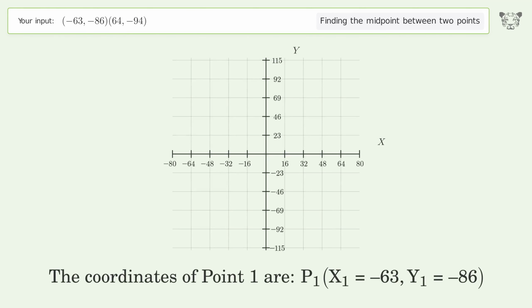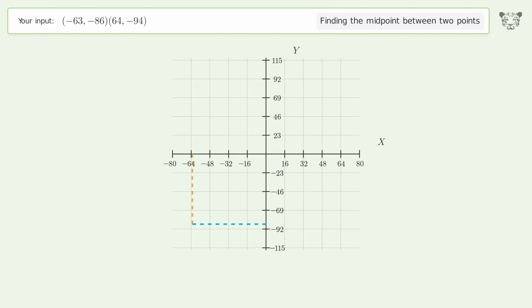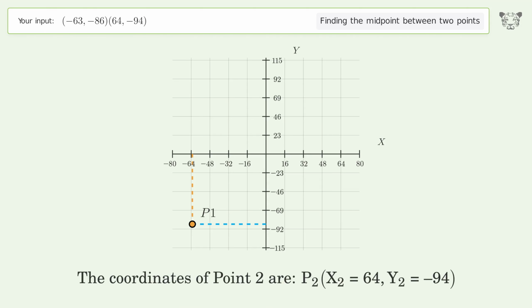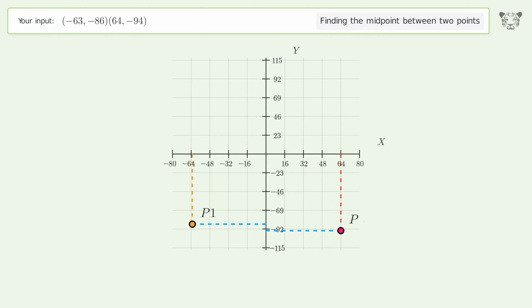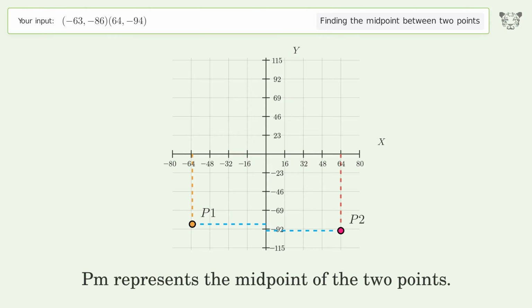The coordinates of point 1 are x1 equals -63, y1 equals -86. The coordinates of point 2 are x2 equals 64, y2 equals -94. PM represents the midpoint of the 2 points.